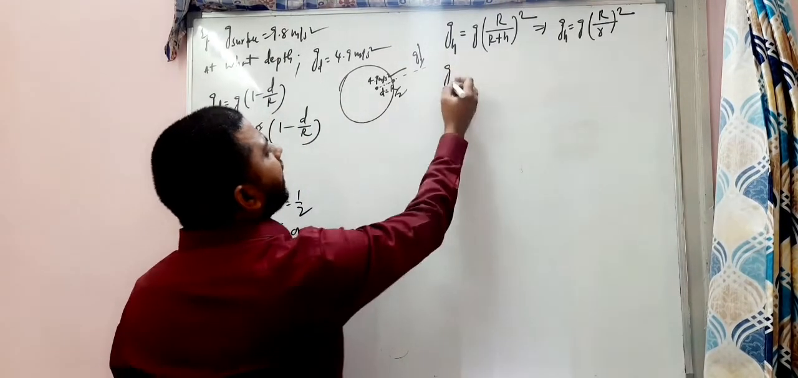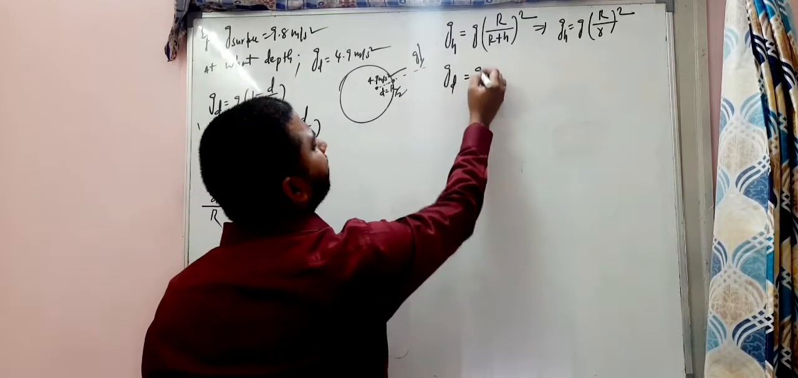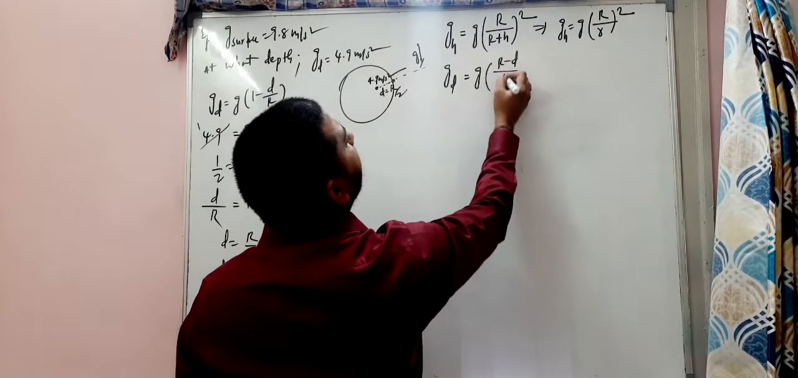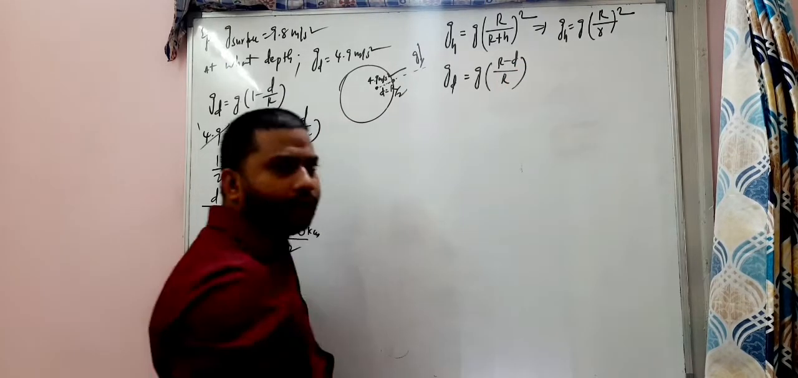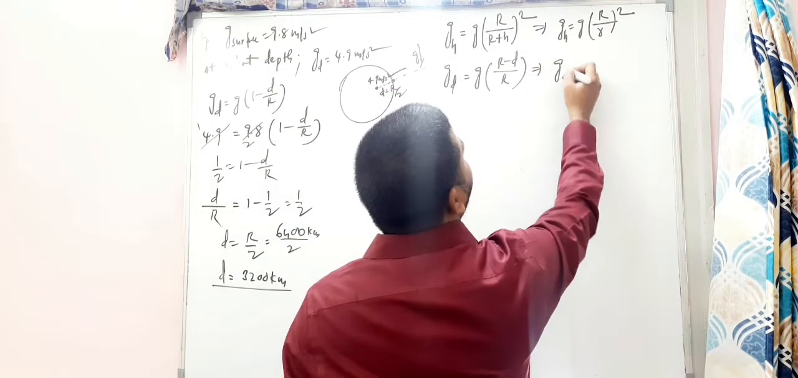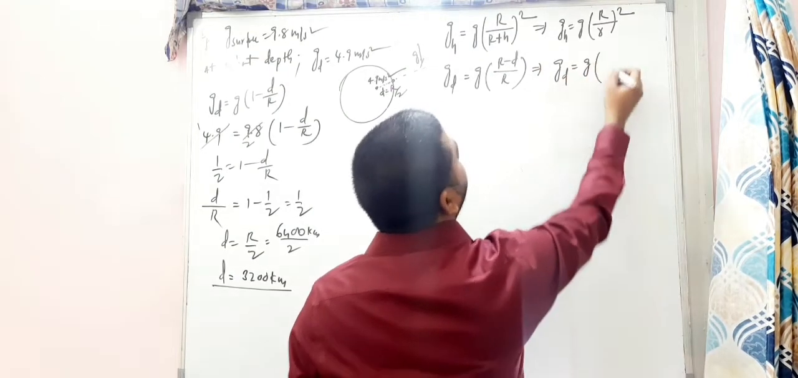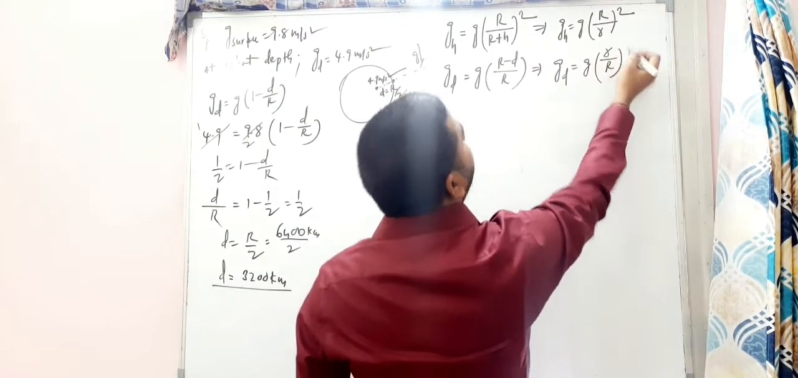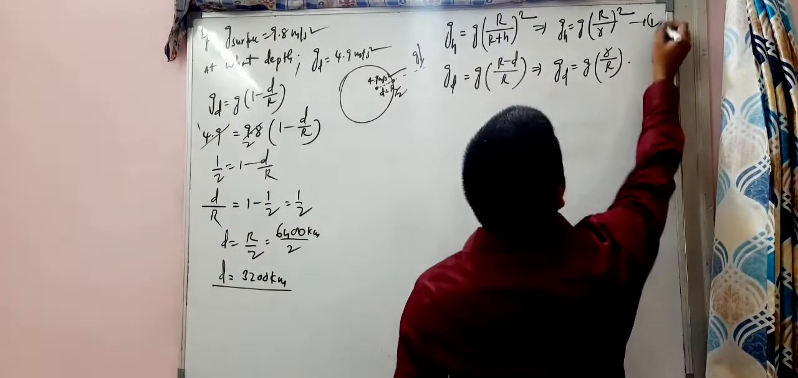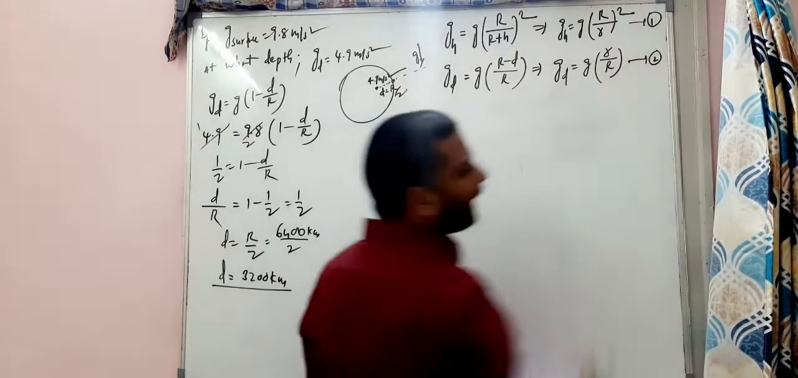And next one. So g at some depth is equal to what I have written: g into R minus d by R. And this I can write as g suffix at depth is equal to g into small r by capital R. So these are the two equations, equation number 1 and equation number 2.